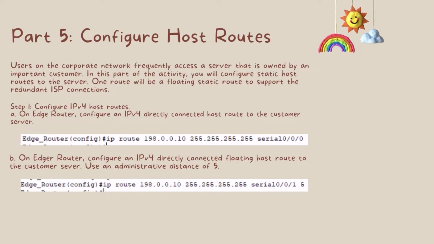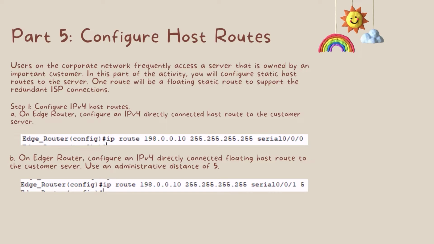Okay. Part 5, configure host router. Users on the corporate network require access to a server that is owned by an important customer. In this part of the activity, you will configure the static host router to the server. One router will be a floating static router to support the redundant ISP connection. Okay, step 1, configure IPv4 host router.